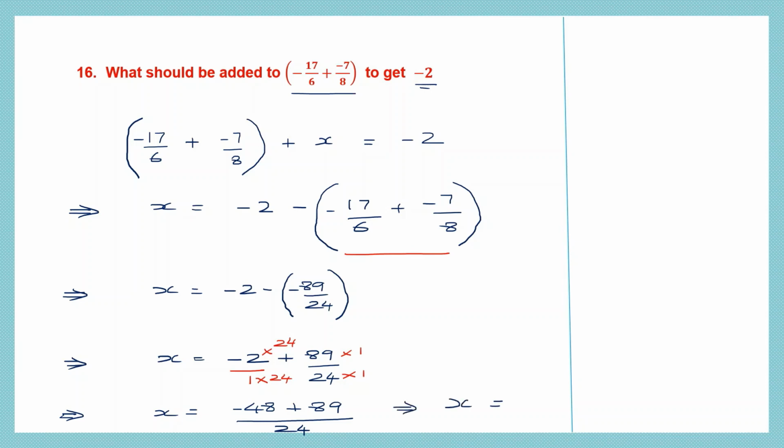x is equal to, now look at this, minus 48 plus 89, signs are different. So we have to put the sign of the bigger number and subtract these two numbers. So the bigger number is plus, now 89 minus 48. 9 minus 8 is 1, 8 minus 4 is 4. So here we have plus 41 and the denominator is 24. So what is our final answer here? We don't need the plus sign. Our final answer is x is equal to 41 by 24. So this is our final answer.